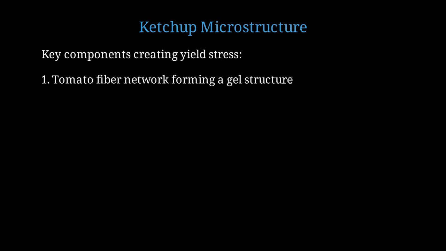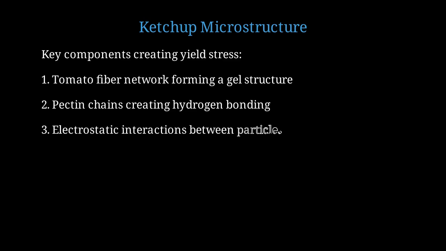First, tomato fibers, which are cellulose-based, form an entangled network throughout the fluid. This network can bear stress elastically up to a point. Second, pectin molecules, which are long polysaccharides, form hydrogen bonds with each other and with water molecules, creating a weak gel structure. Third, the tomato particles carry surface charges that create electrostatic repulsion, but at close range, these particles can form weak attractive bonds through van der Waals forces. Finally, many commercial ketchups contain xanthan gum, a bacterial polysaccharide that dramatically increases yield stress and enhances stability.